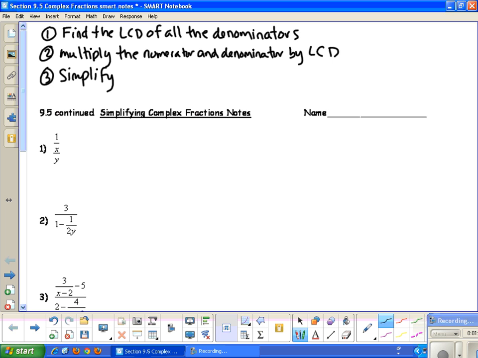Now, really, there's going to be two different ways that we can simplify these problems. I will show you both ways, but usually students tend to like one way more than the other. But like I said, I will show you both of them.